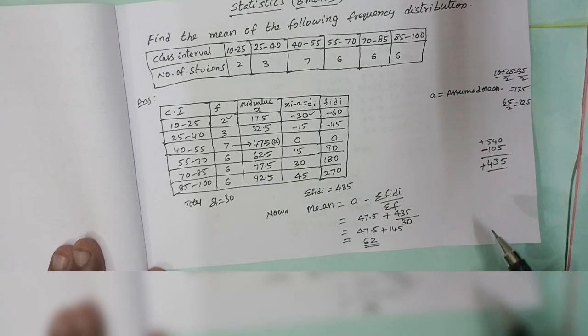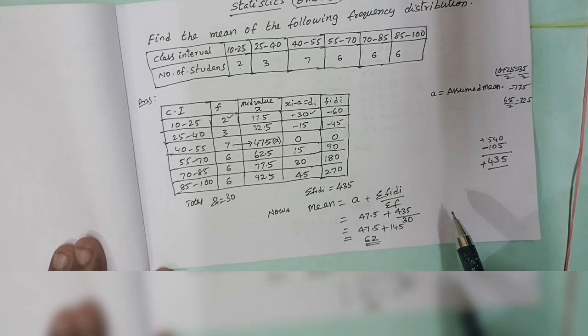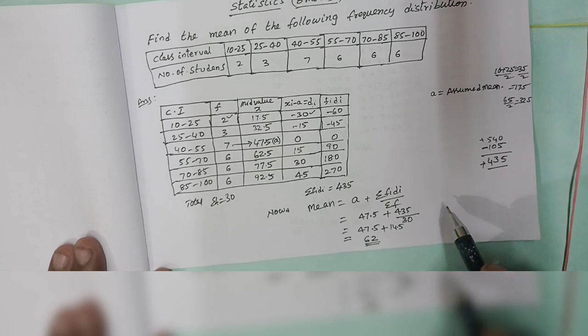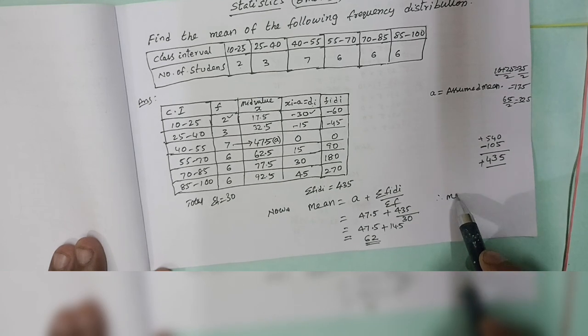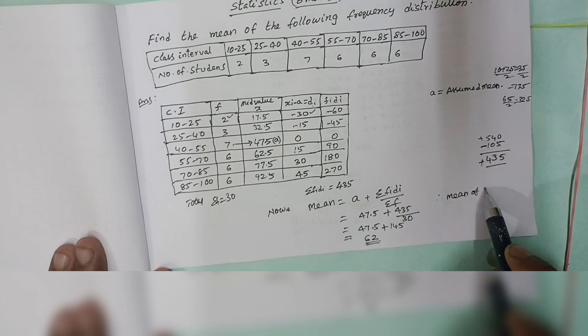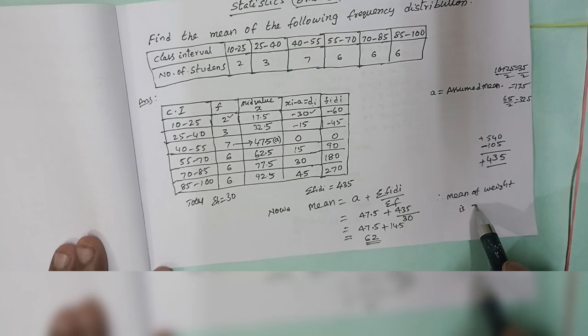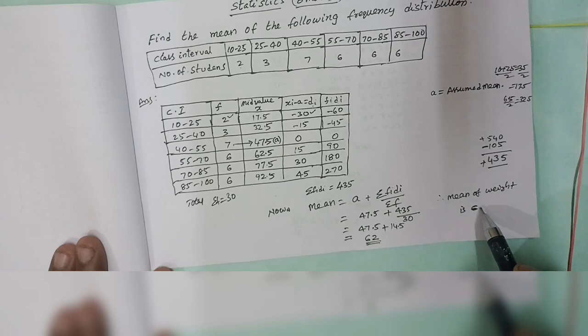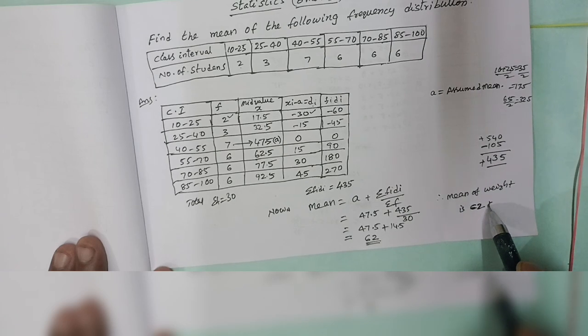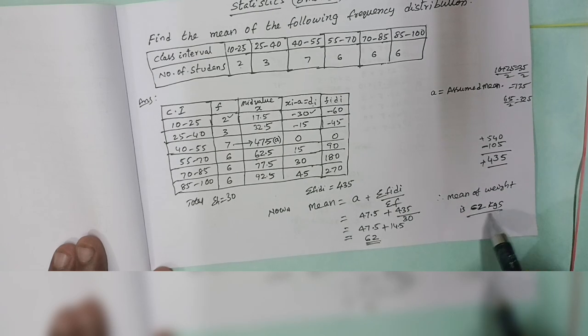So the average weight of a student is 62 kgs. Therefore, the mean of weight is 62 kgs. Okay.